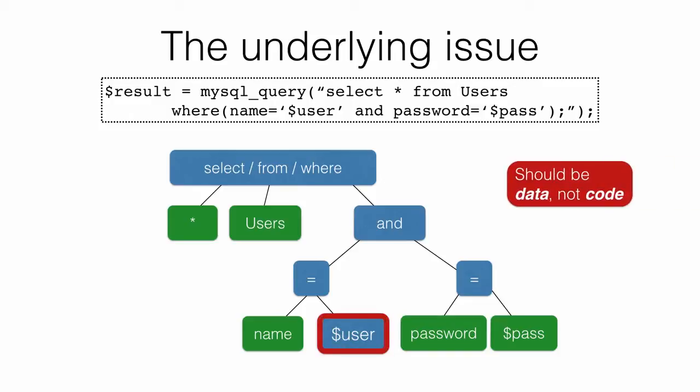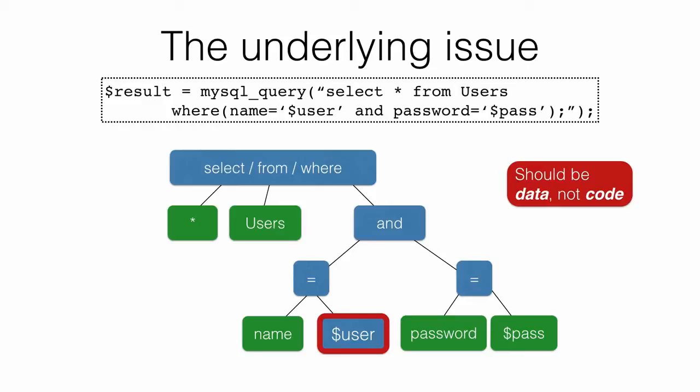So this should be data and not code. That's our intention. Whatever we stick here, it's going to be a string that's checked for equality to name. Unfortunately, by the way we're constructing this query, we actually will create a different parse tree by putting in a clever input like frank, close quote, or 1 = 1. And that's what we want to stop.